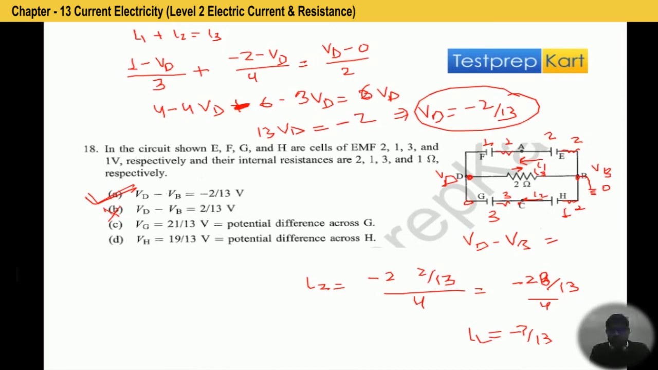So if we calculate the voltage across G, this VG is 3, the potential of the cell, and current is moving towards the cell as per our assumption. So this is plus sign into minus 7 by 13 into the internal resistance, which is 3. So this is 21 by 13. So from here we'll get 39 minus 21 by 13. So this is minus 18 by 13, the potential across cell G.